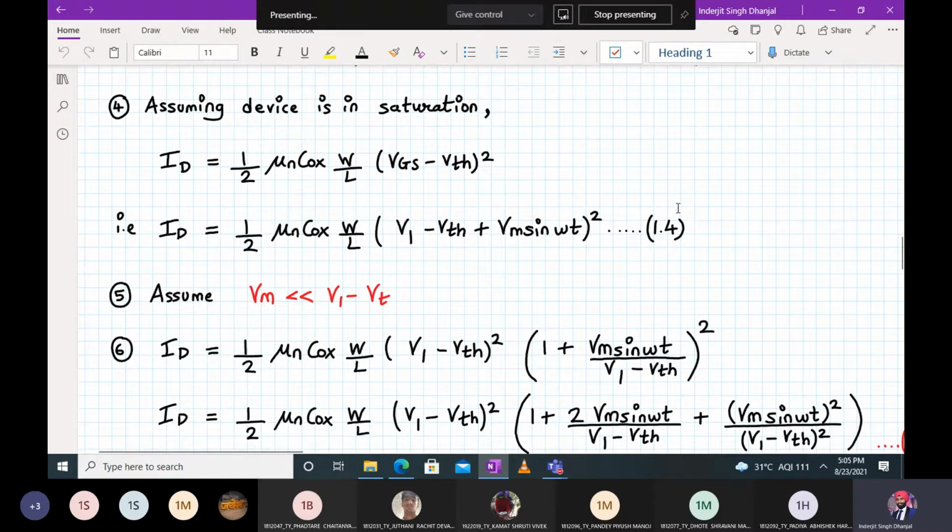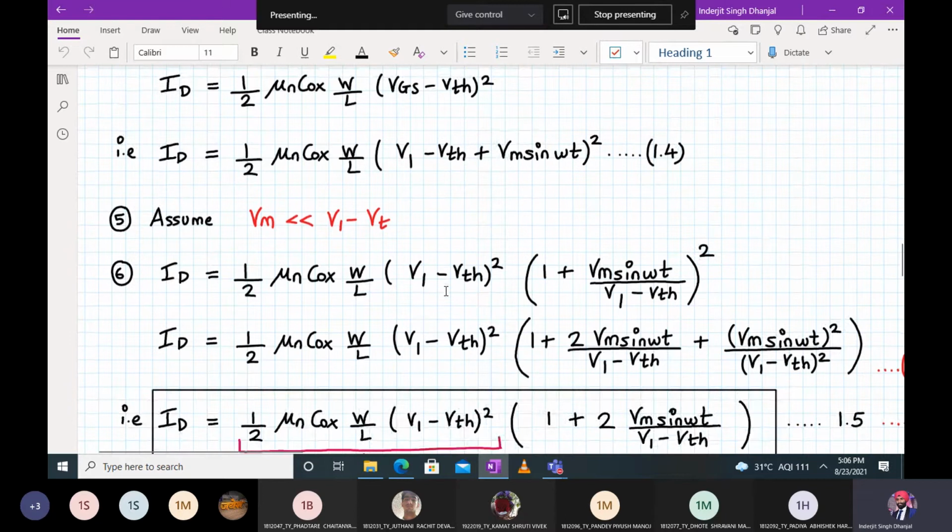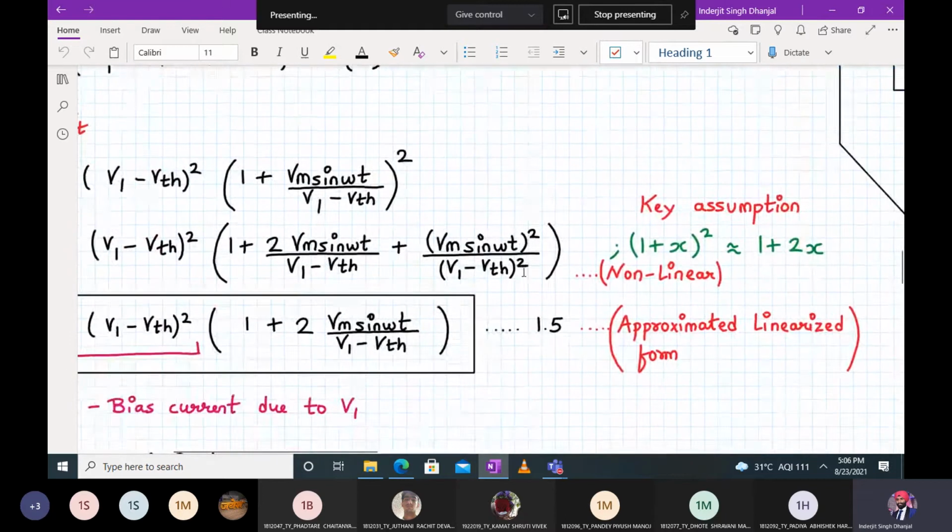In this expression, this is a non-linear expression, right? Here, if we consider that Vm value is very, very small as compared to V1 minus Vth. This is an assumption, right? Vm value is very, very small. It's a very small magnitude. And if it is smaller than the V1 minus Vth value, then what can we write? We can have a key assumption over here. If we have 1 plus x whole square, which is non-linear, we can write it as 1 plus 2x.